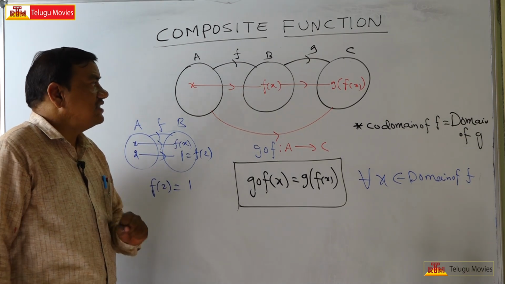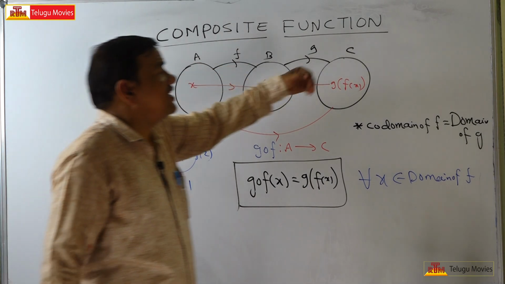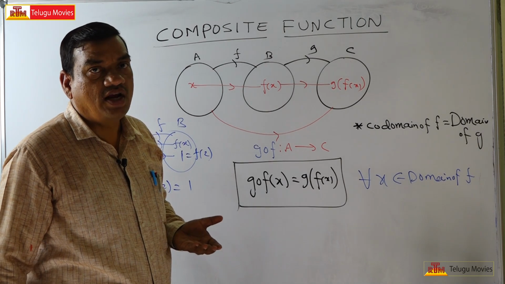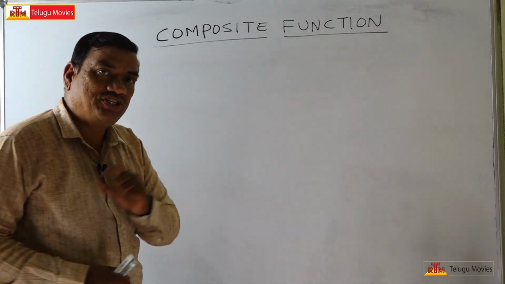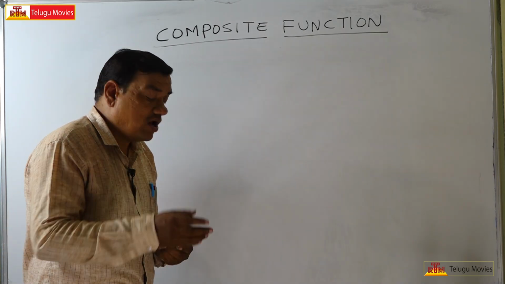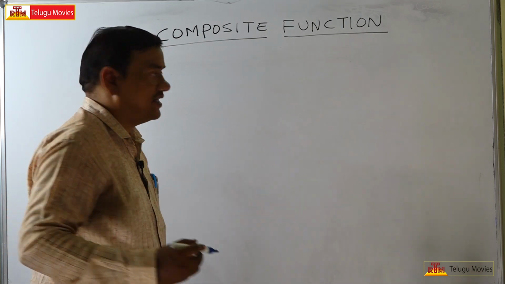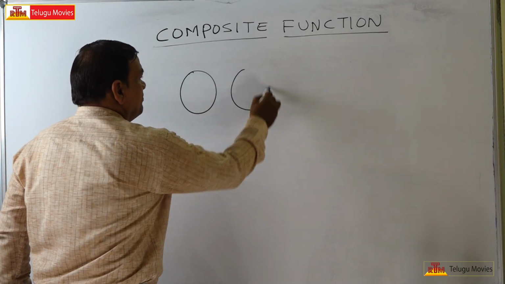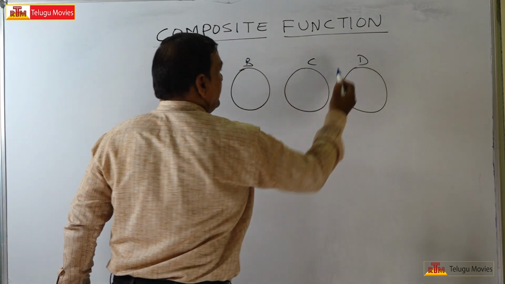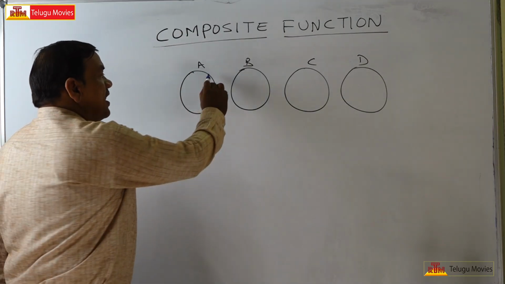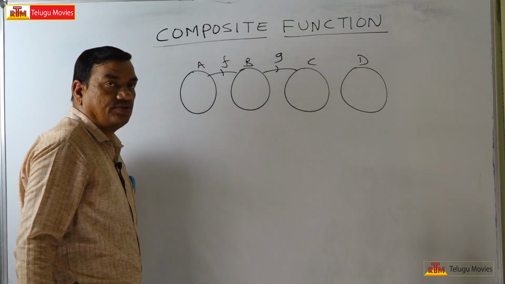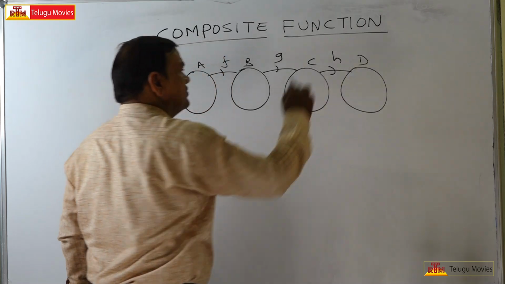Now, dear students, let us extend our knowledge of this composite function. We have just seen three sets. If there are four sets, what happens? Let us say there are four non-empty sets A, B, C, D. Let F be a function from A to B, G a function from B to C, and H a function from C to D.